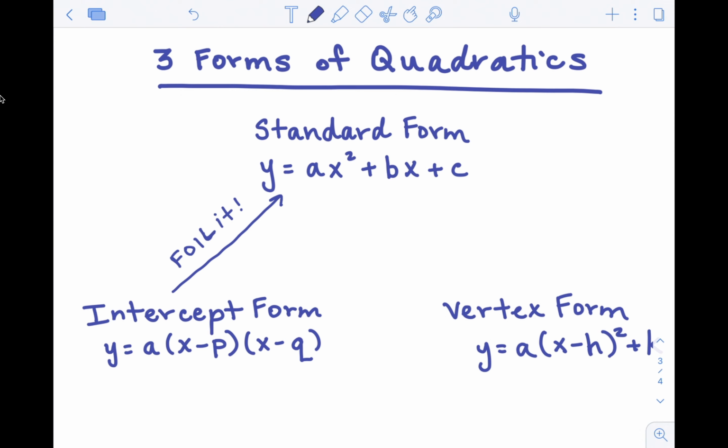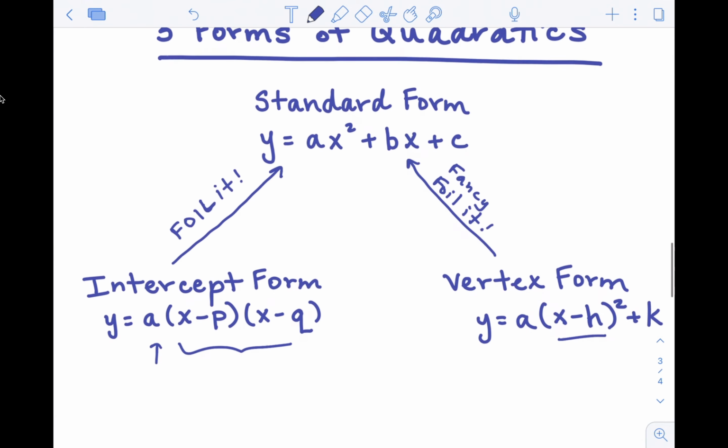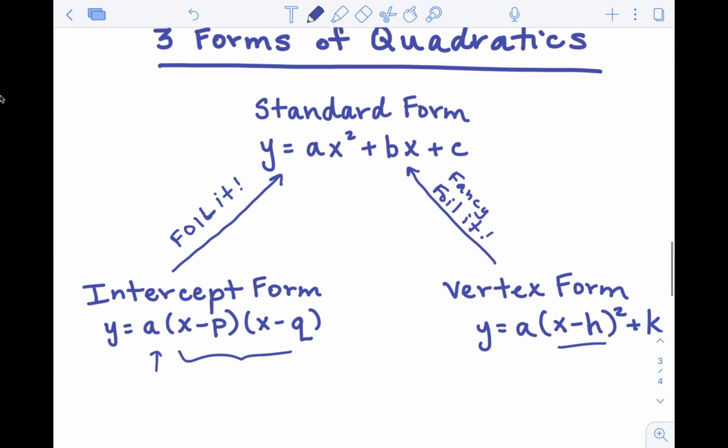When you were converting from vertex form to standard form, all you had to do was fancy foil it. And what I mean by fancy foil is you had to actually write the squared term twice and then FOIL that, distribute the A, and then add the K. Whereas here you just had to FOIL these two and then distribute the A if there was one. I think you can see that. Sorry, the page is in the way.